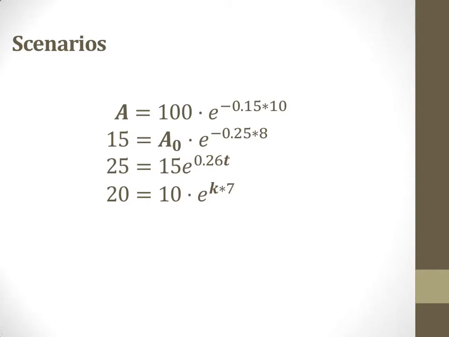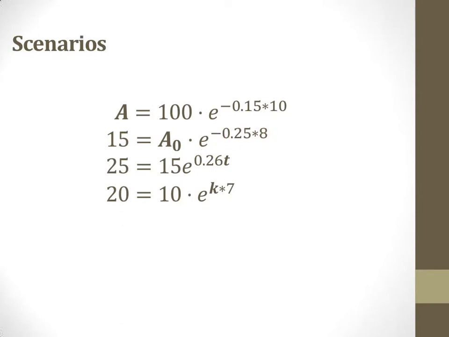For the first one, welcome back. For the first one, we've got all numbers on the right side. Just use your calculator, throw those in and find that. For the next one, the A naught is missing. If this e raised to the negative 0.25 times 8 was just the number 17, you had 17 A naught, you would just divide by the 17. So do the exact same thing, because this is a number. So you would have A naught equals 15 divided by this.